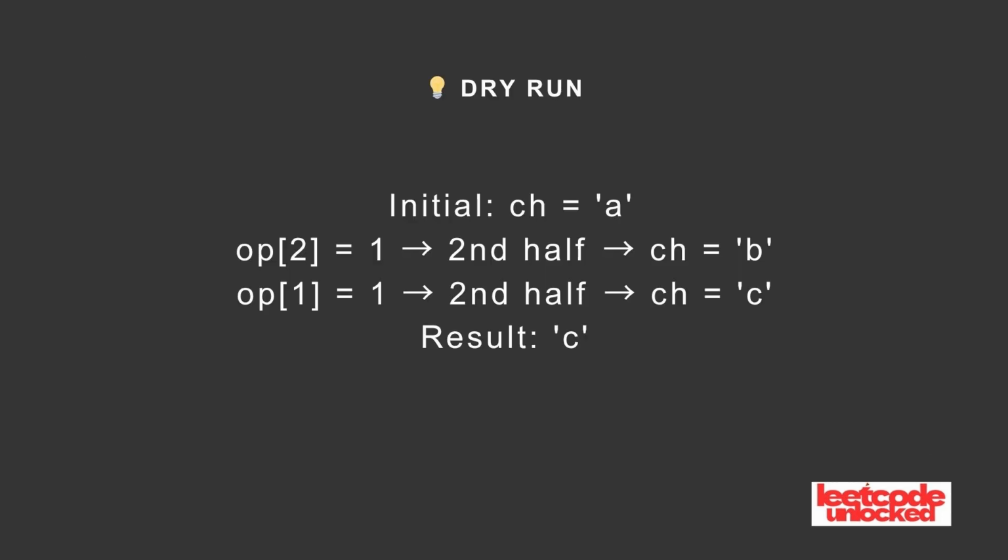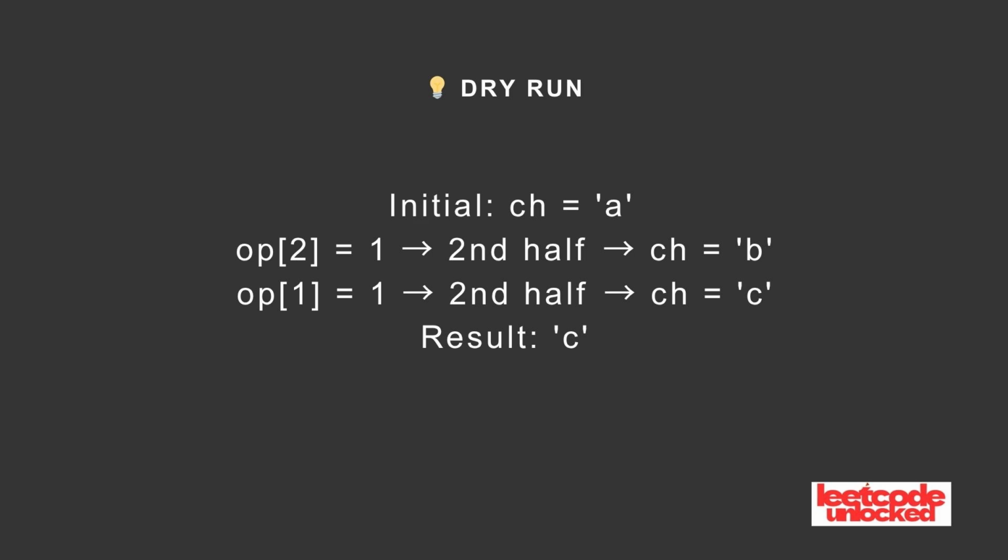Let's dry run the problem with op equals [0, 1, 1], and k equals 4. Start with ch equals a. From op[2] equals 1, and since k is at least 4, subtract half. k equals 2. Increment a to b, again in the second half. k equals 1. Increment again, b to c. op[1] doesn't affect anything since k is now in the first half.